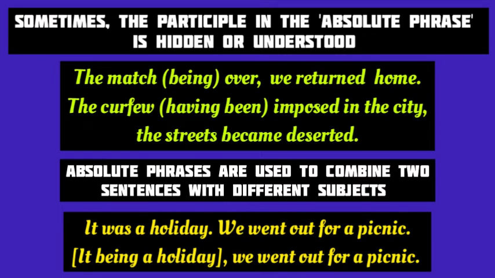Well, then absolute phrases are also used to combine two sentences with different subjects. For example, it was a holiday and we went out for a picnic are two related sentences with different subjects. So we can combine them by changing the first sentence into an absolute phrase. It being a holiday, we went out for a picnic.